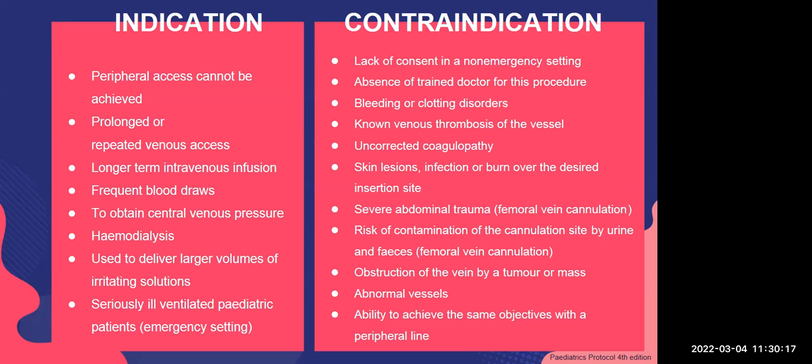And then in those patients with a severe abdominal trauma or with risk of contamination of the cannulation site by urine or feces, it is better not to proceed with femoral vein cannulation. Or if there is no access because of obstruction of the vein by a tumor or mass, or there is an abnormal vessel. And the last one, when compared to the peripheral line, if the peripheral line can achieve the same objective, it is better not to proceed with the complex procedure.